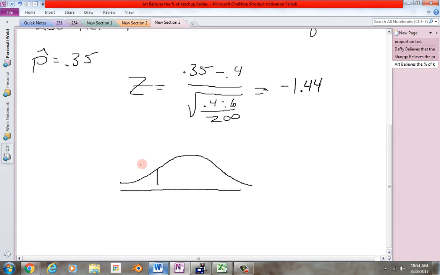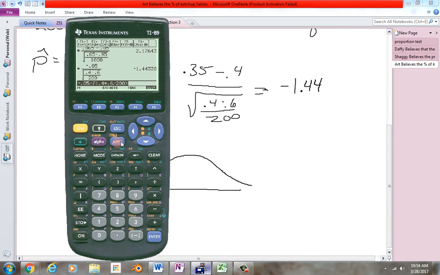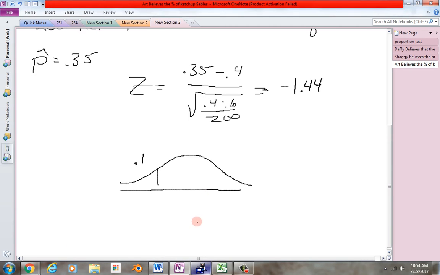So if a person were to make a cutoff score for this thing, and so we know we're testing this at 0.1, well, we come in here and go to apps and flash apps, and then stats list editor is what we're looking for. And then F5 is an inverse normal, 0.1, and you'll see it's negative 1.28. Negative 1.28.